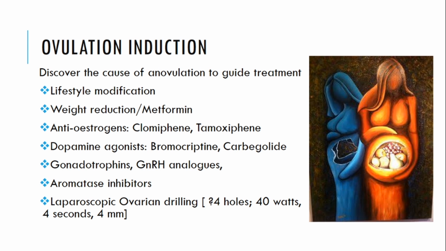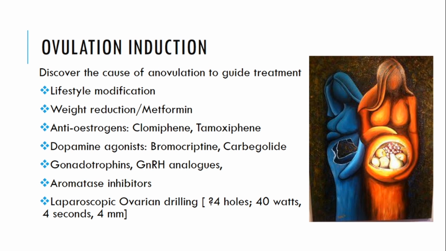For the ovulation induction treatment, that is for those that have ovulatory factors, discover the cause of the anovulation and guide treatment. Lifestyle modification: if the woman is overweight or obese, it's advised for them to lose weight. Anti-estrogens can be used to achieve ovulation induction, clomiphene, tamoxifen, and these medications can actually be graded. One of the drawbacks of the use of clomiphene is that as the drug dose is being increased, there's a possibility of having an effect on the cervical mucus. So one should remember to give estrogen creams when necessary.